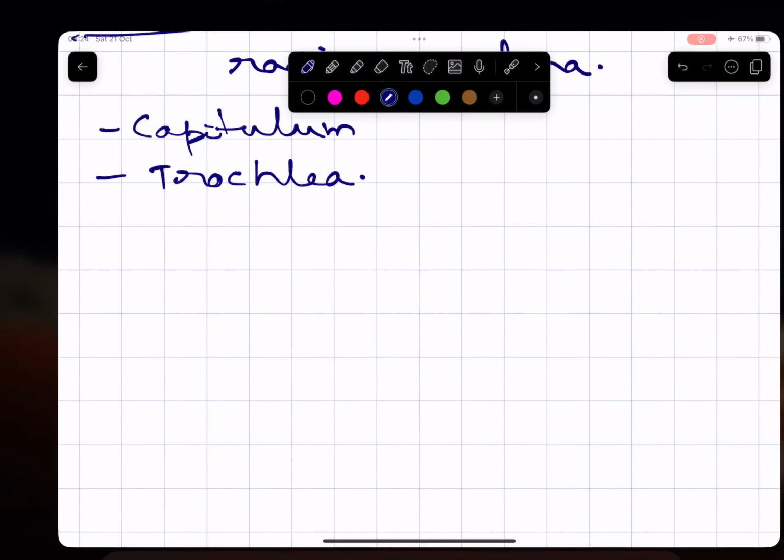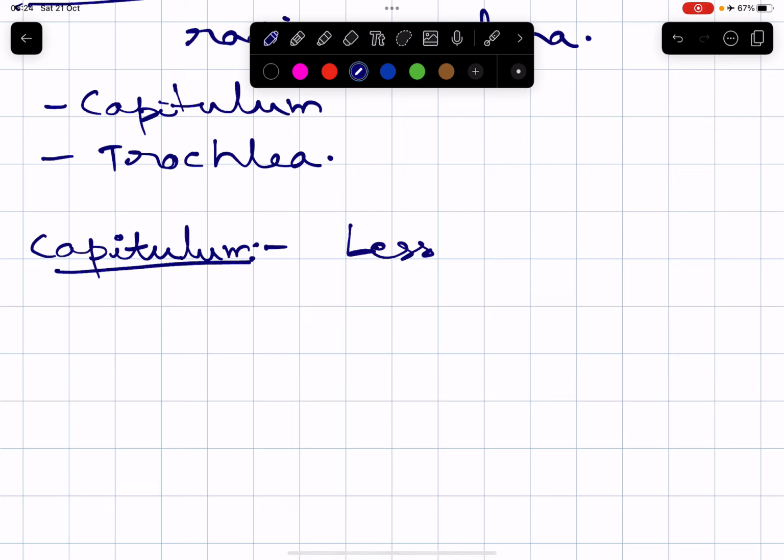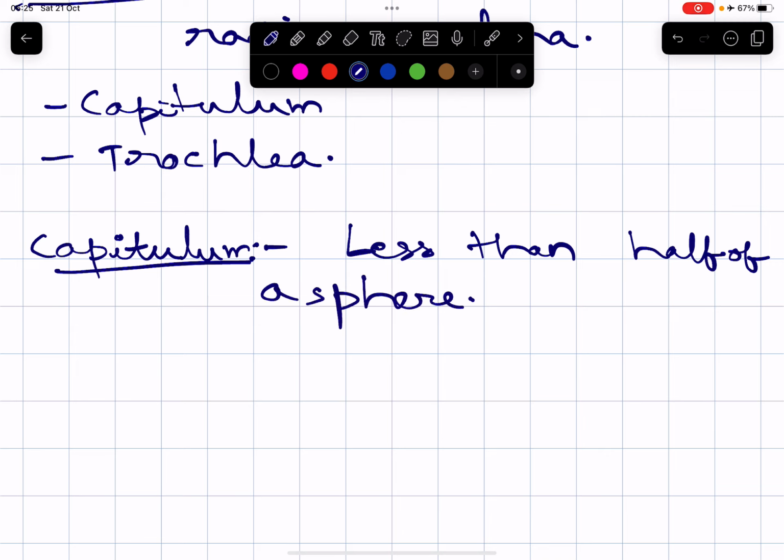Now let's talk about the capitulum. This structure called the capitulum is less than half a sphere. It is not a complete sphere. It's not ball-like. It's like half a ball. So it's less than half of a sphere. That's the shape of it.